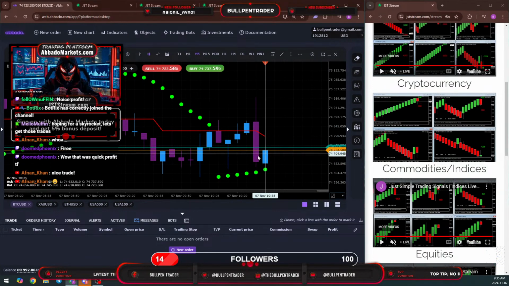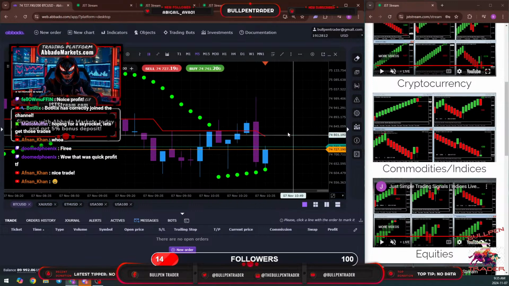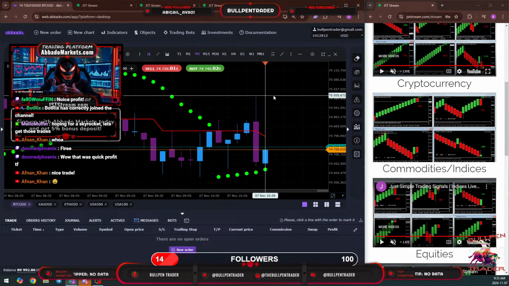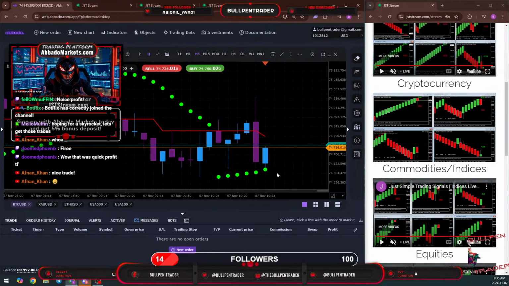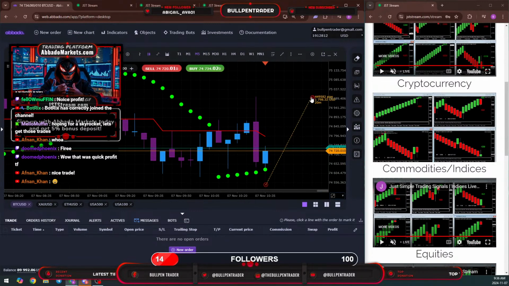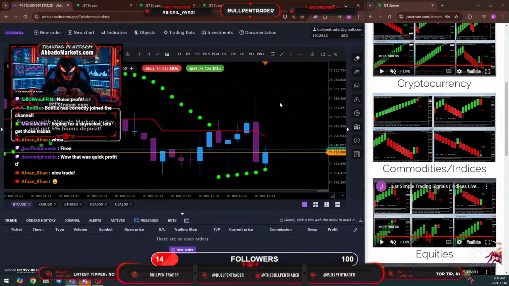All right, so we are still getting different signals over here. The Supertrend is telling us a downtrend, and the PSAR is telling us an uptrend. So we won't be entering a trade right now.